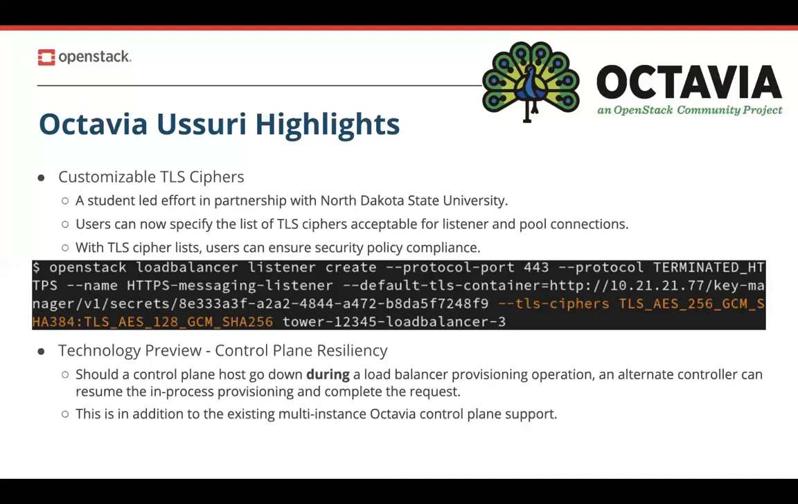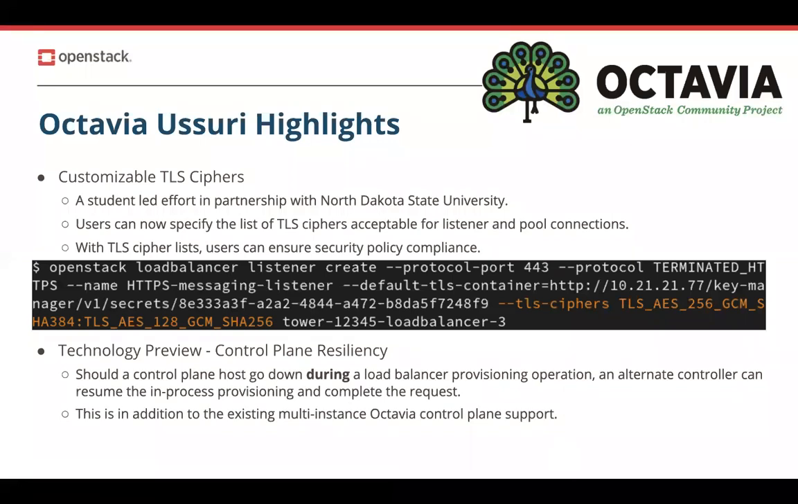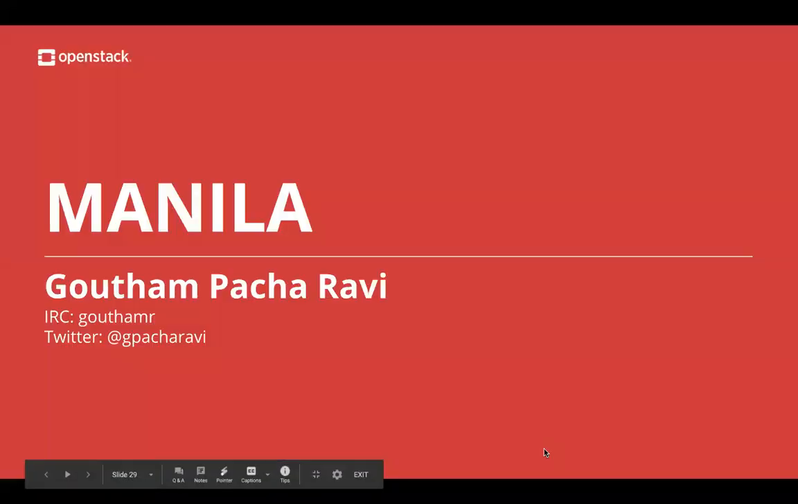It goes a step beyond just having the HA controller environment that we've had for a few releases now, where you can, of course, deploy multiple controllers. This is going down to the individual provisioning layer. So that's a technology preview for Ussuri. You can enable it through config settings, but we're looking to make this the default driver for the Amphora provider in Victoria.